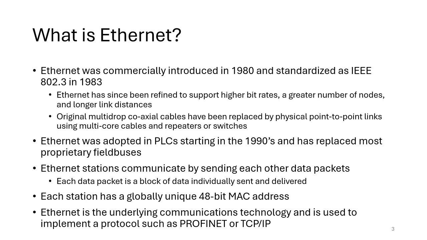With the Ethernet network, Ethernet stations communicate by sending each other data packets. Each data packet is a block of data that's individually sent and delivered. In the Ethernet network, each station has a globally unique 48-bit MAC address, where MAC stands for Media Access Control, and this relates to the physical layer of Ethernet where we send the messages, hence the Media Access Control part. Now, underlying Ethernet is the communications topology, and this is used to implement a protocol that's used at the industrial layer, such as PROFINET or TCP.